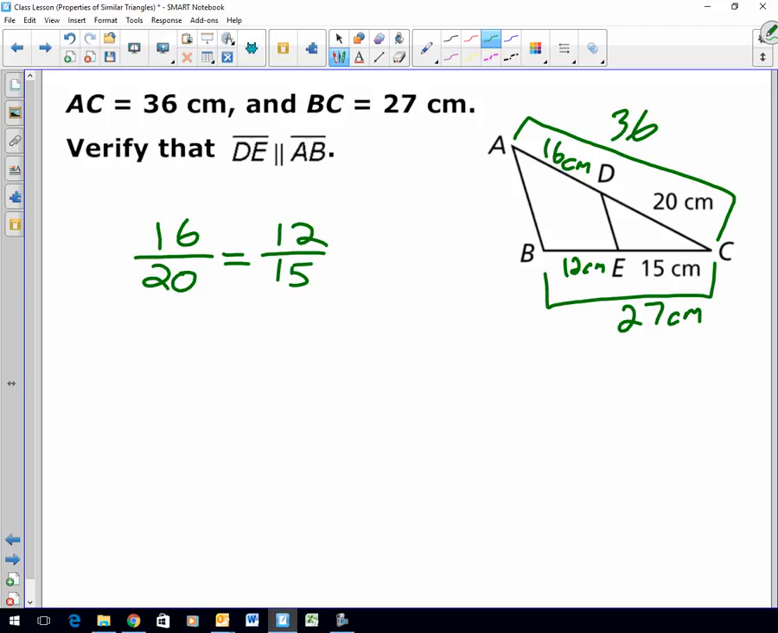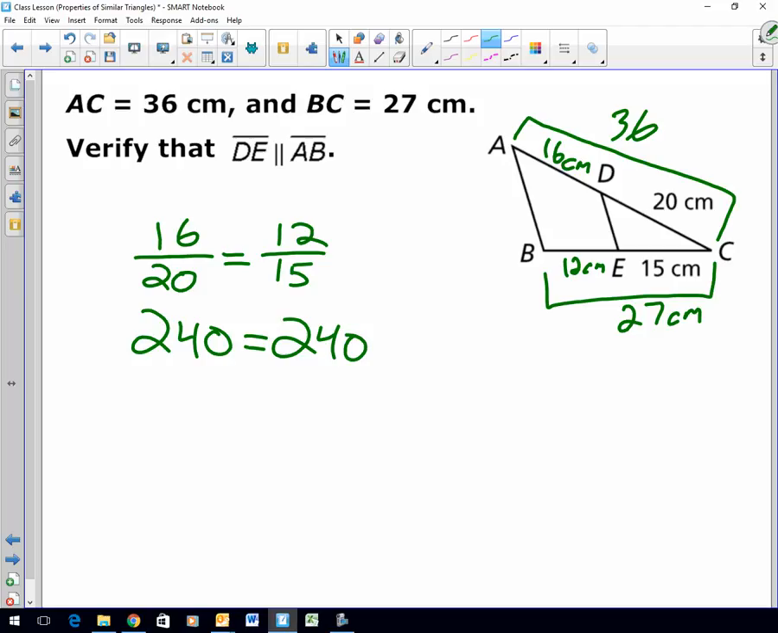Let's cross multiply. What's 16 times 15? You've got a calculator. 16 times 15 is 240. What is 12 times 20? 240. You could do it that way if you want to just cross multiply, okay?